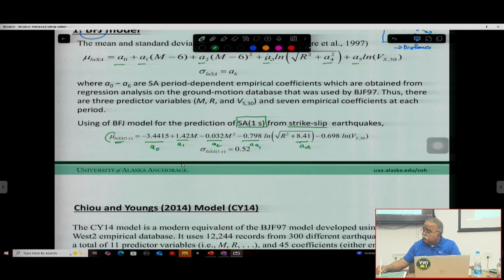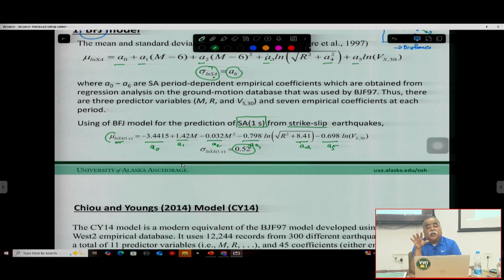And this is your A5. So this you can read from the table. If you know that, then you can calculate this one, and sigma ln SA, the log normal spectral acceleration, which equals A6. That will be equal to 0.52, right? So that A6 is 0.52 for 1 second.